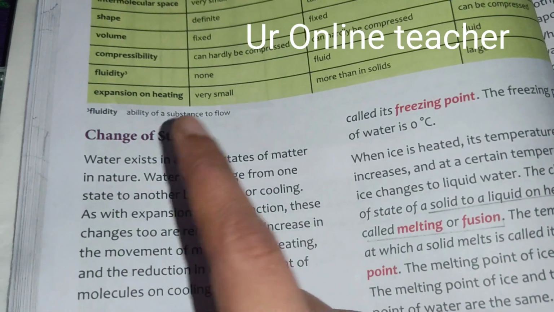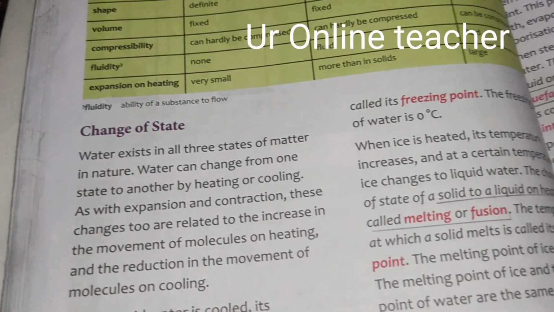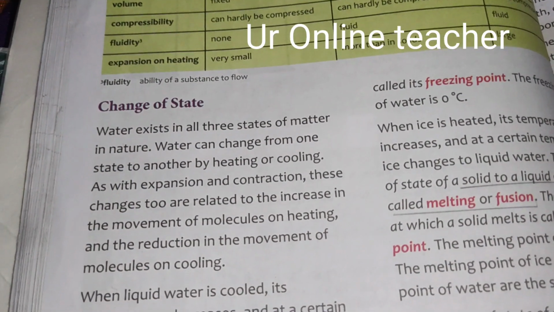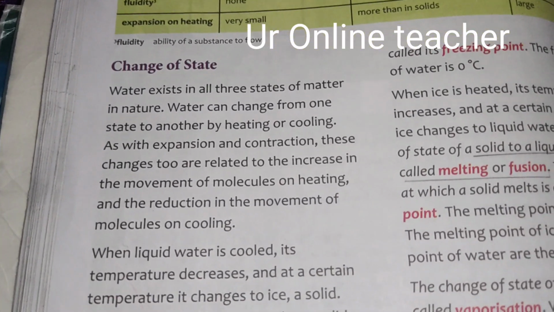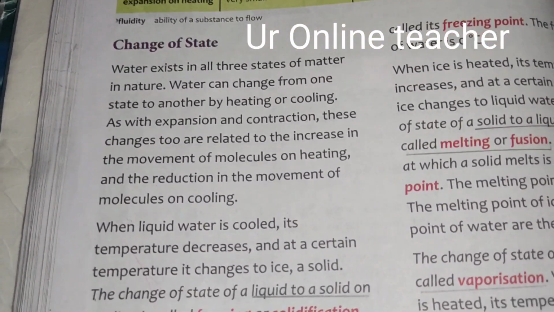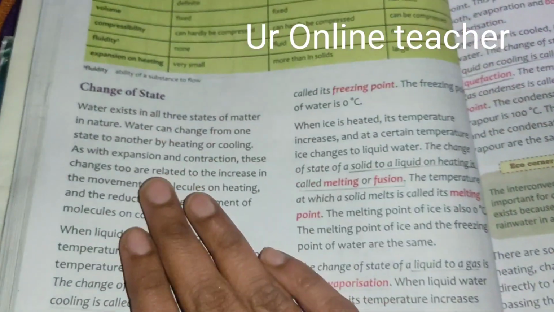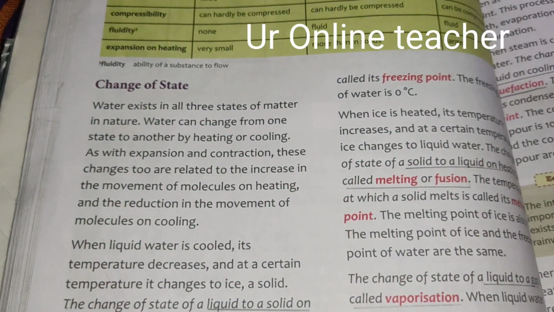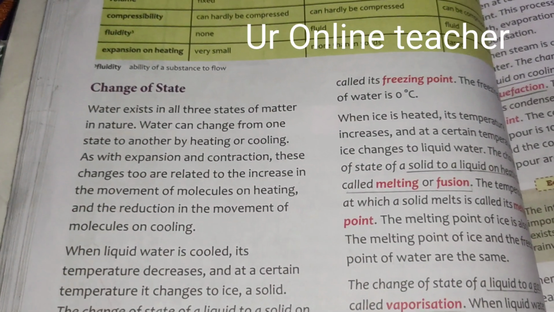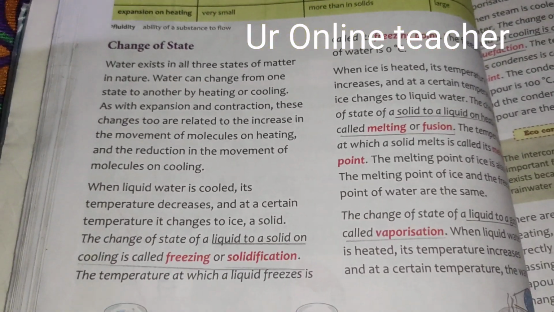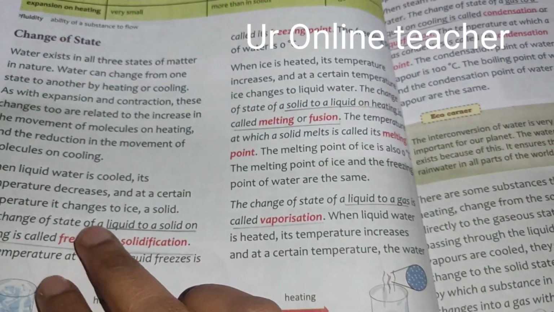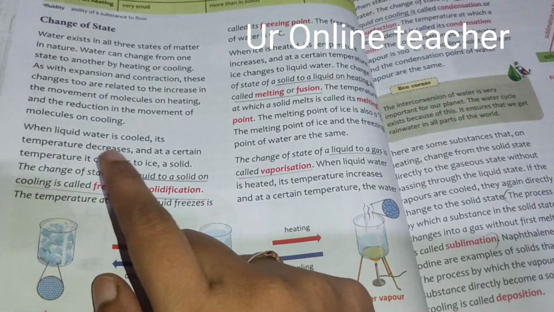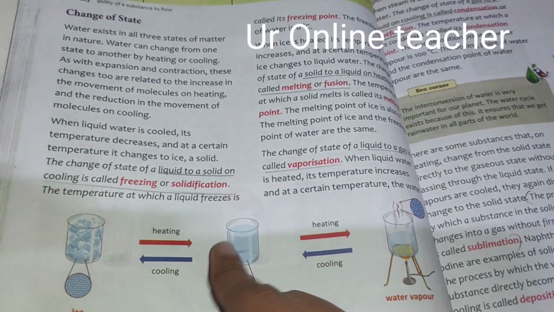Next topic, change of state. We know that water exists in 3 states of matter. When we cool or heat it, it will expand, contract and change the states of matter. Why? Because of movement of molecules on heating and reduction of movement of molecules on cooling. So what happens when liquid water is cooled?